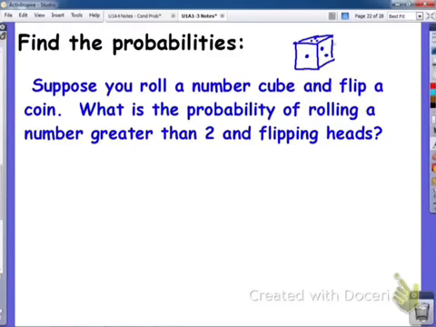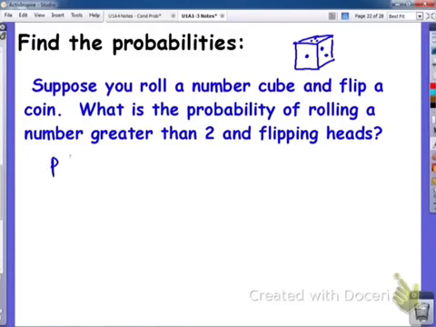It's got how many sides? 6 sides. And you roll it, and it's number 1 through 6, and so you're also going to flip a coin. The coin has a side with heads on it, another side with tails on it. So what's the probability of rolling a number greater than 2?